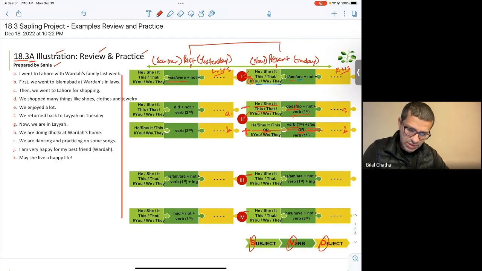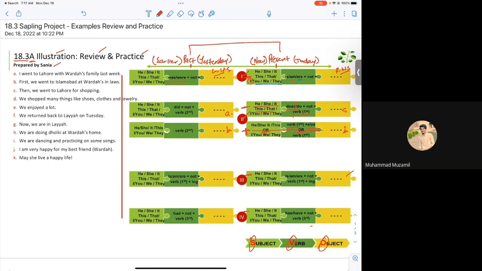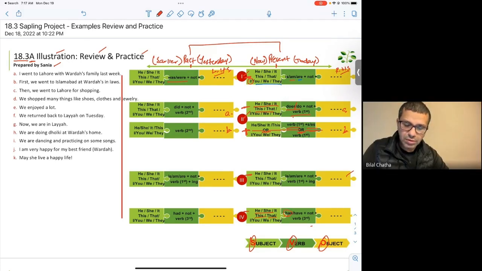Okay, so the next one is again is MR. You guys know about that. And then the one after that is the use of has, have. Muzammal, when do you use has? With which subjects? He, she, it, and singular. Okay, very good. So in these sentences, you use has. After that, you use not. And then you use verb's third form.